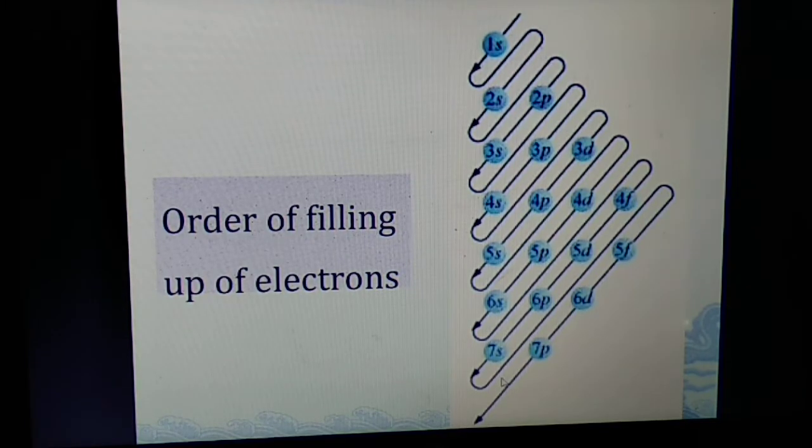Order of filling up of electrons: 1s, 2s, 2p, 3s, 3p, 4s, 3d, 4p, 5s. So this is the order that you have to follow when you distribute the electrons in the atoms or ions.